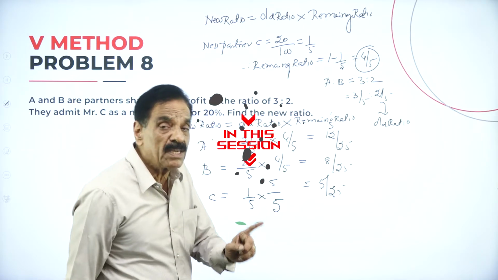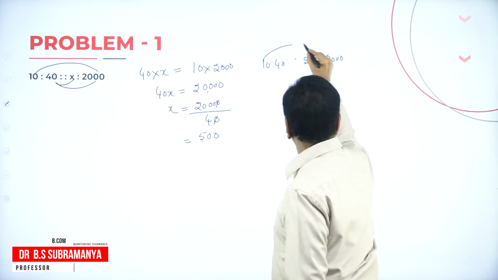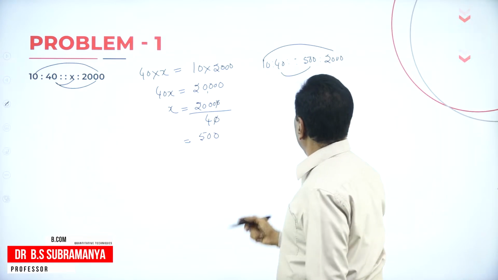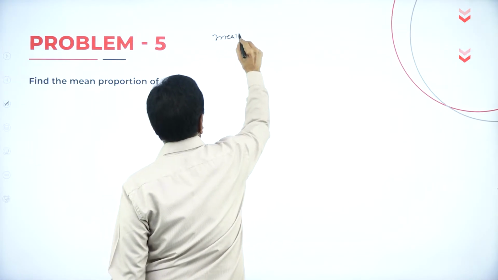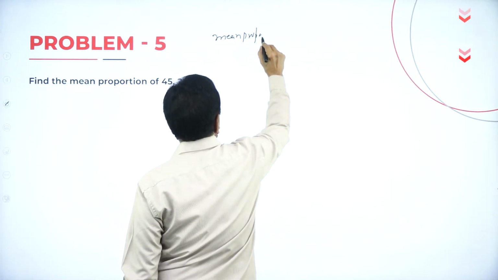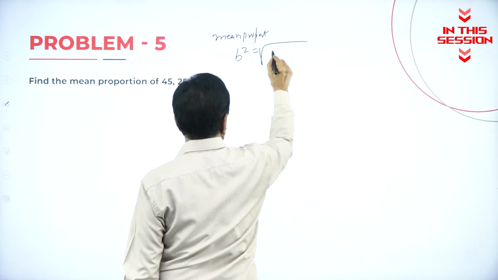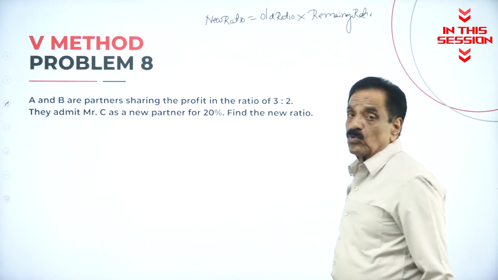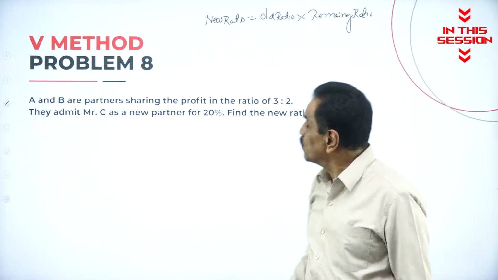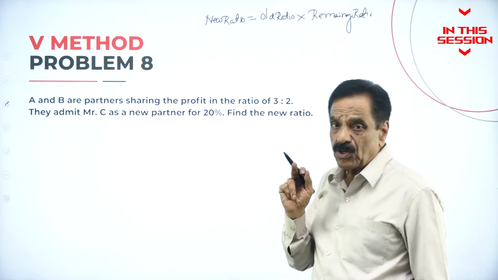Numerator should be equal to denominator. When you get the answer, first and last, second and third should be equal. Mean proportion: B square is equal to AC. Formula: new ratio is equal to old ratio multiplied by remaining ratio.